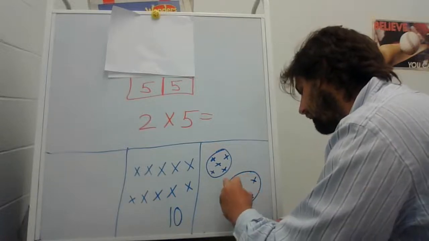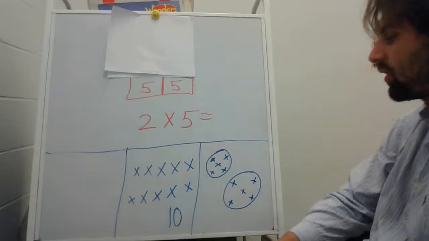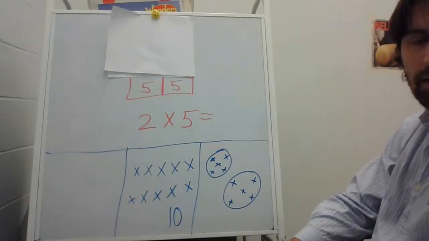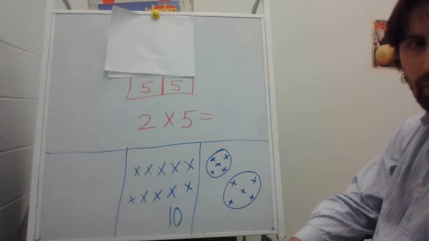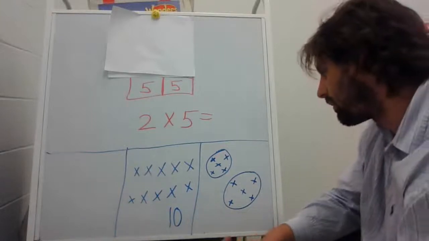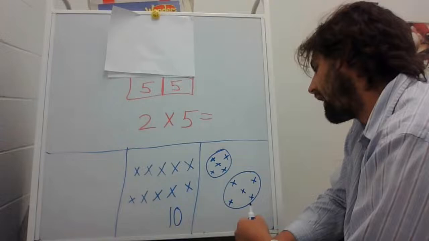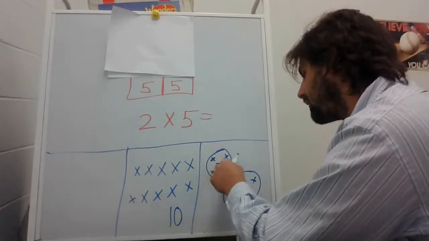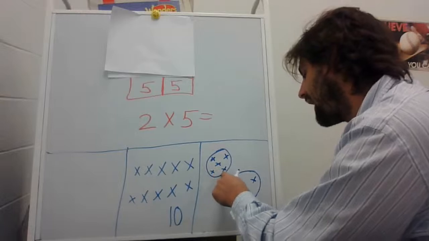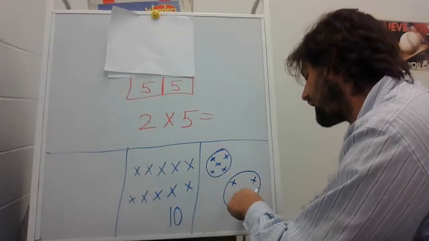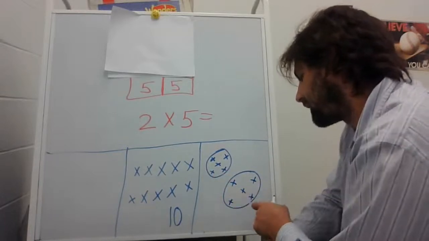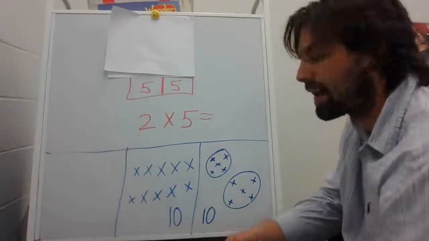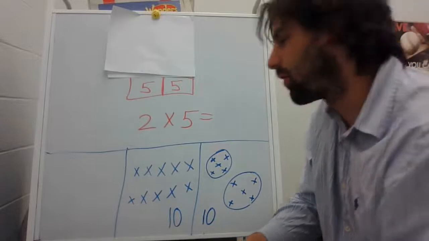So again, this is just another illustration, the same basic thought process, just another way of going about it. So we have 2 groups of 5 X's, and we count the total number of X's. 1, 2, 3, 4, 5, 6, 7, 8, 9, 10. Notice all these strategies get you the same answer. You're just going about it differently.